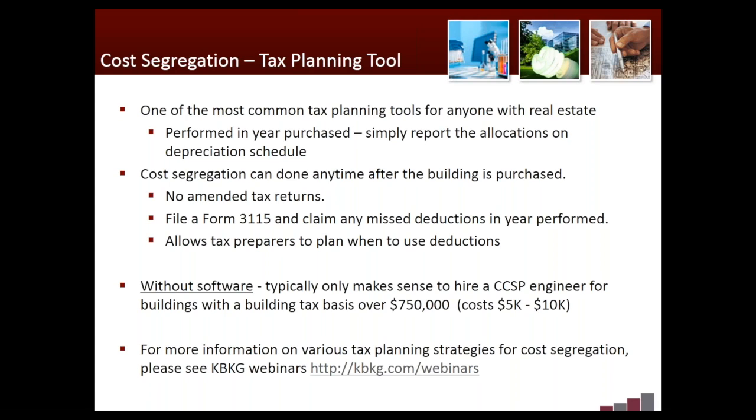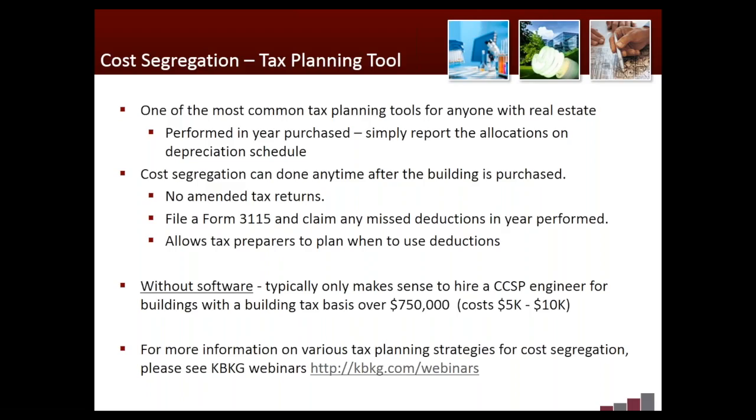Again, it doesn't require any amending of tax returns, but what does need to happen is an additional form. That's the Form 3115. It's called the Change of Accounting Method form. And it allows you to claim any missed depreciation deductions in the year you apply the cost segregation.